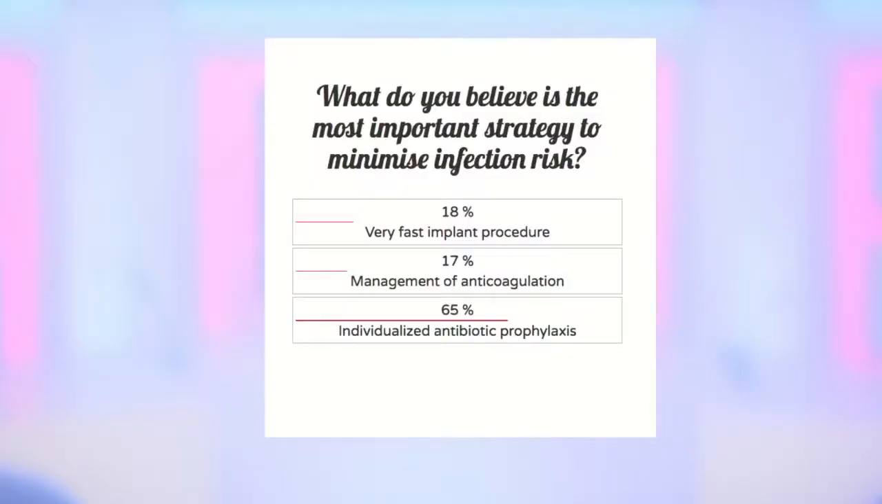The answer: many people, 65%, think that we should use an individualized antibiotic prophylaxis, 17% management of anticoagulation, which is key, as you told, and 18% a very fast implant procedure. So it's really a mix, but the tailored antibiotic prophylaxis seems to be favored. That is really interesting because it's something brand new for our practice, and we probably need to establish something better than what we had in the past.